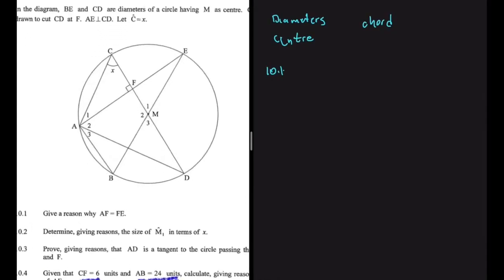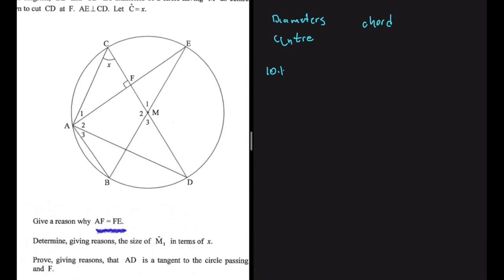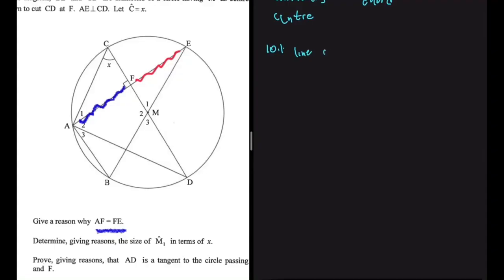10.1 says, let's give a reason why AF is equal to FE. So AF, yes, AF here, is equal to FE. They're equal to each other because the line from the center is perpendicular to the chord. If the line from the center is perpendicular to the chord, that line is going to bisect the chord, right? And that is why we say that AF is equal to FE, aka theorem number 1.